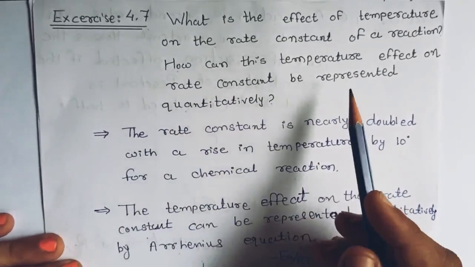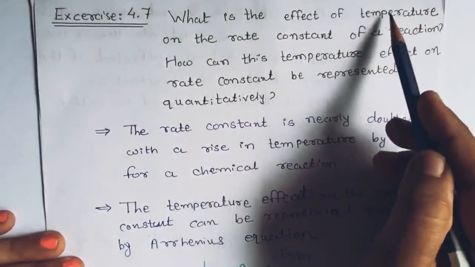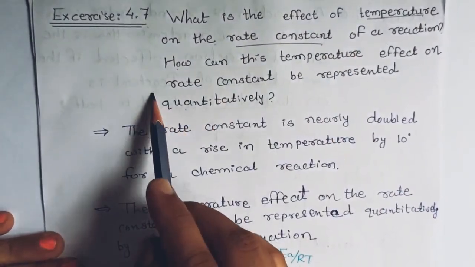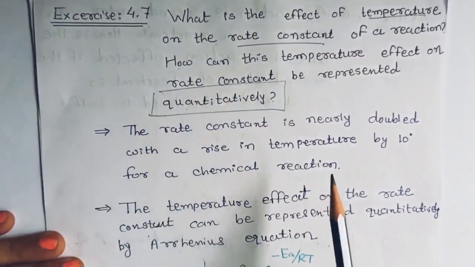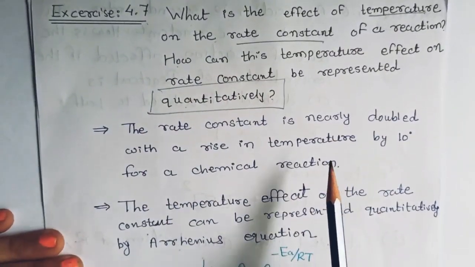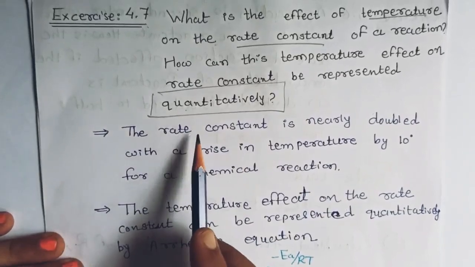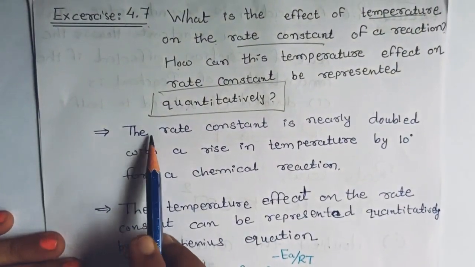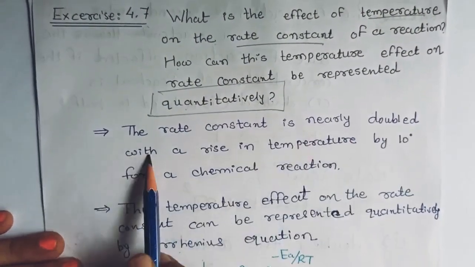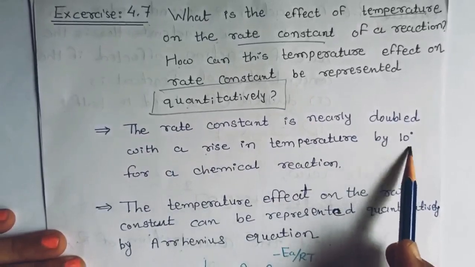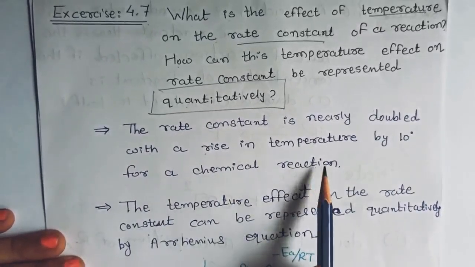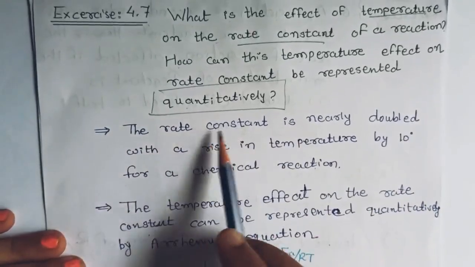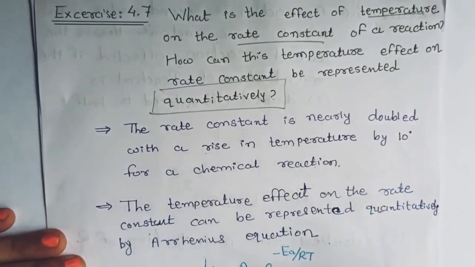We have to discuss the relation between the temperature and the rate constant, and we also have to represent that relation quantitatively. The rate constant is directly proportional to temperature. The rate constant is nearly doubled with a rise in temperature by 10 degrees for a chemical reaction. Whenever we increase the temperature by 10 degrees, the rate constant will increase double or triple.